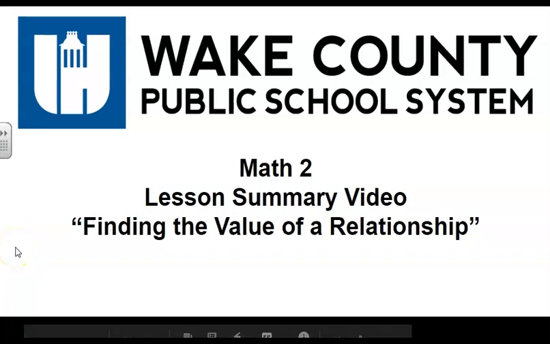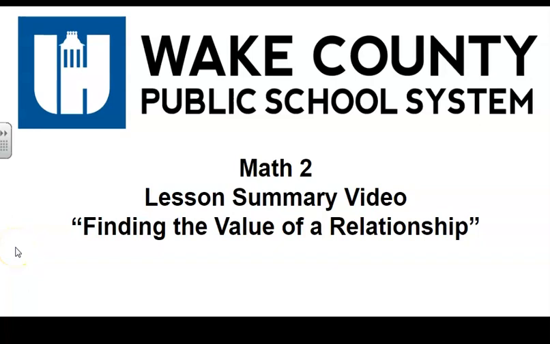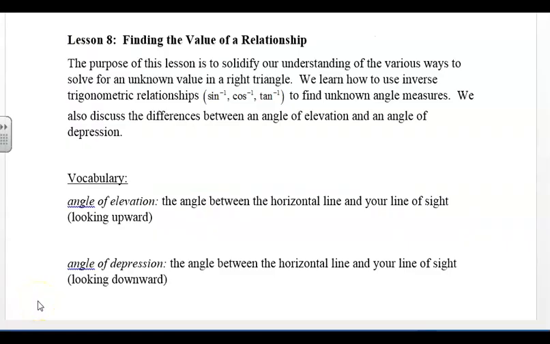This is the Math 2 lesson summary video for the lesson entitled Finding the Value of a Relationship. In Lesson 8, the purpose is to solidify our understanding of the ways to solve for an unknown value in a right triangle. We learn how to use inverse trigonometric relationships, sine inverse, cosine inverse, and tangent inverse to find unknown angle measures. We also discuss the differences between an angle of elevation and an angle of depression.